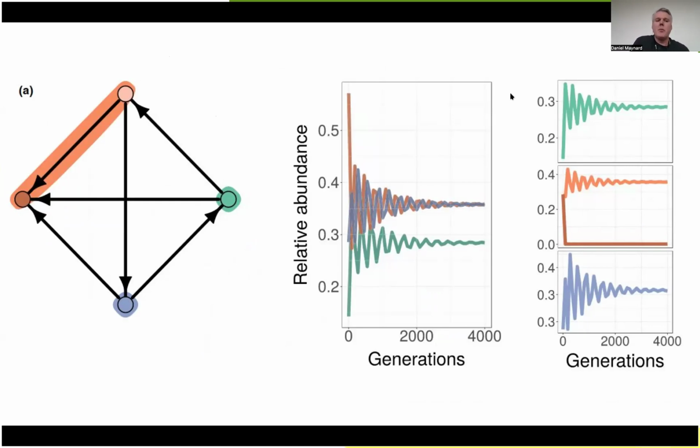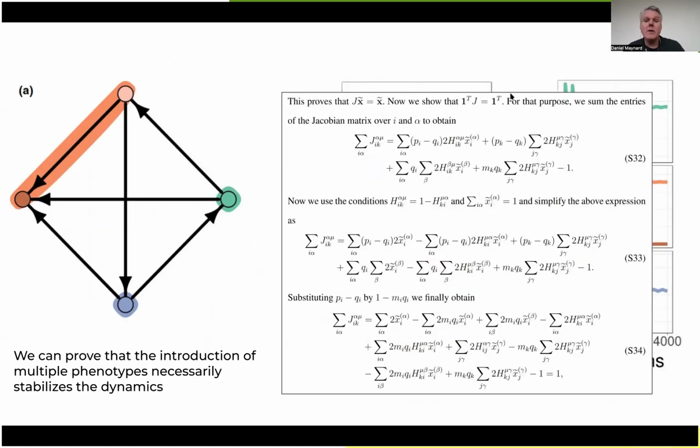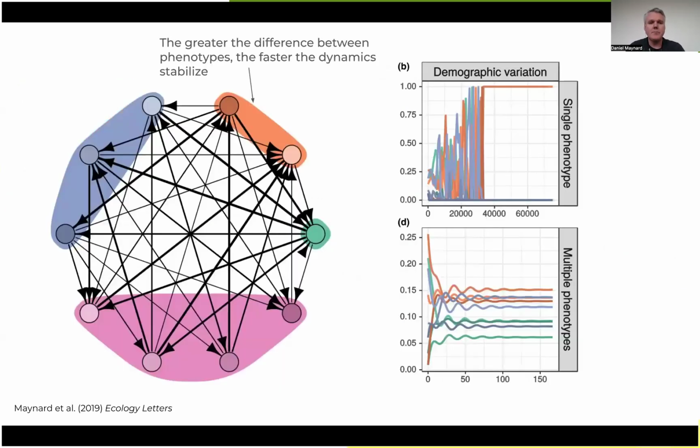Now, this isn't just us playing games with these. We can actually show mathematically that this has to be the case. And this is some really great work by Jose Capitan, who's a physicist. And we're able to prove that when you add a phenotype into these dynamics, the dynamics become globally stable. So this is a really powerful result. Again, just using network approaches, we can start to understand how phenotypic variation might affect the diversity of that system.